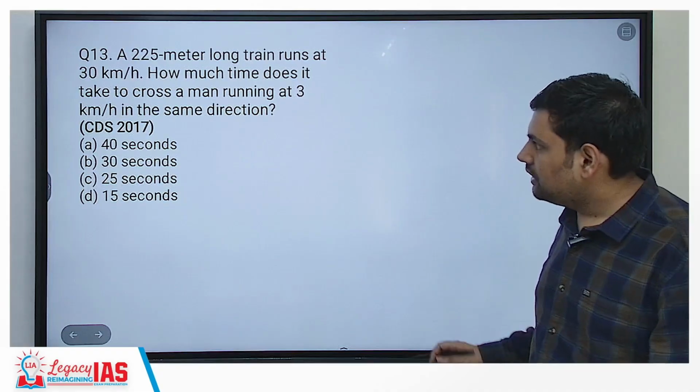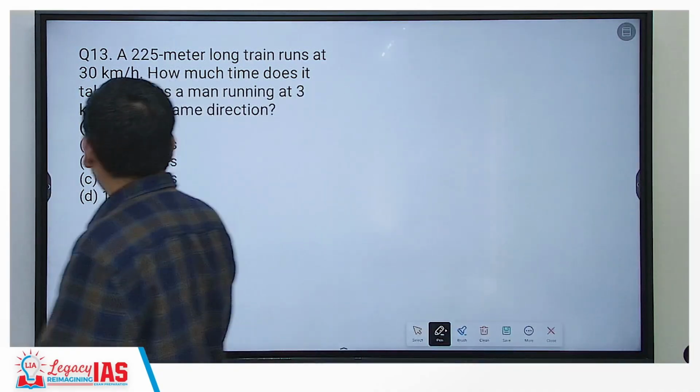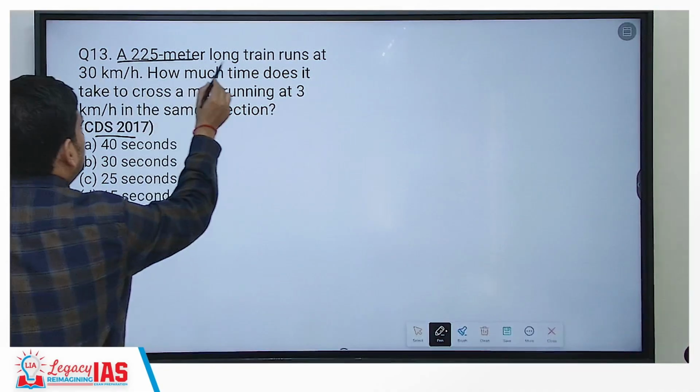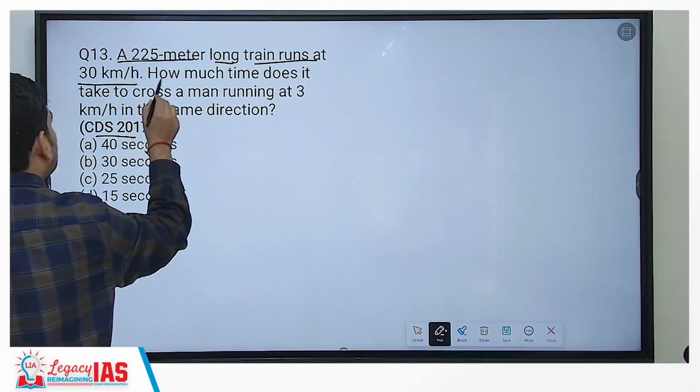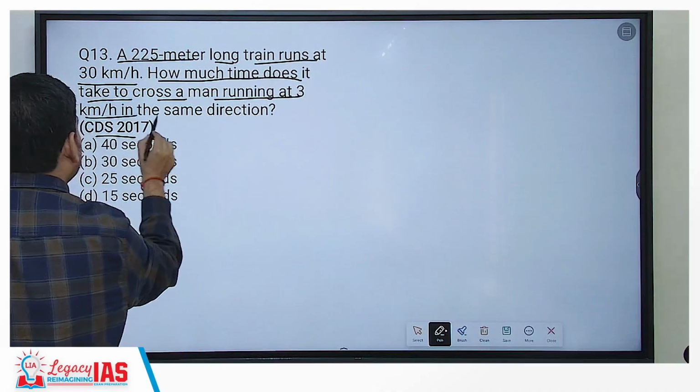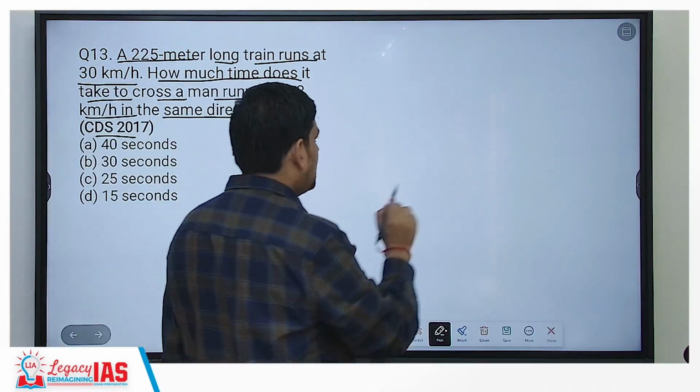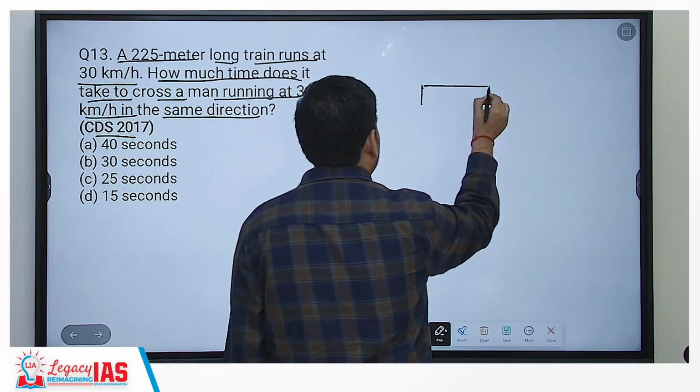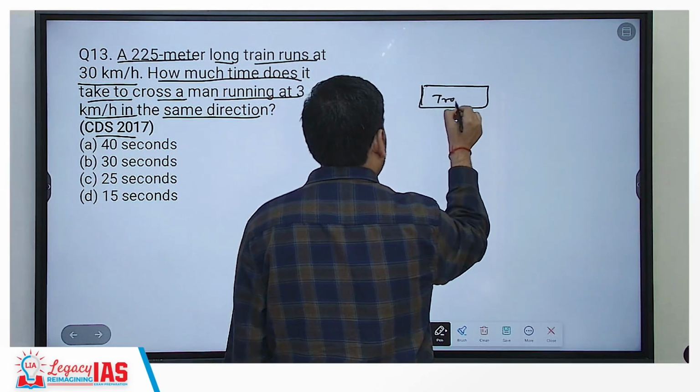Okay, now let's try this question. What it says, a 225-meter long train runs at 30 km per hour. How much time does it take to cross a man running at 3 km per hour in the same direction? Okay, now understand this.